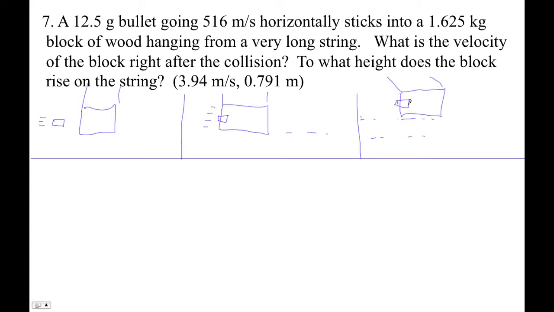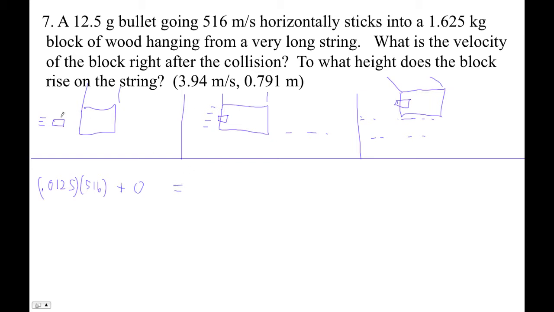And of course, from here to here, energy is conserved. From here to here, momentum is conserved. So let's figure this out. 0.0125 is the mass of the bullet. It's going 516. The block isn't moving.